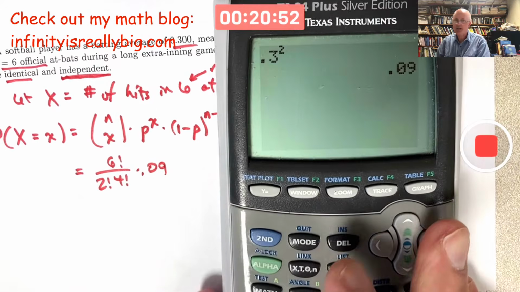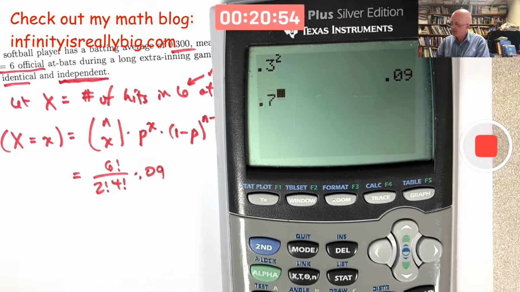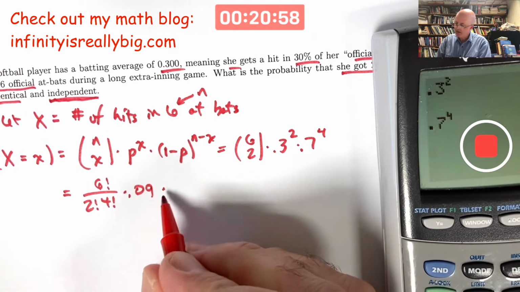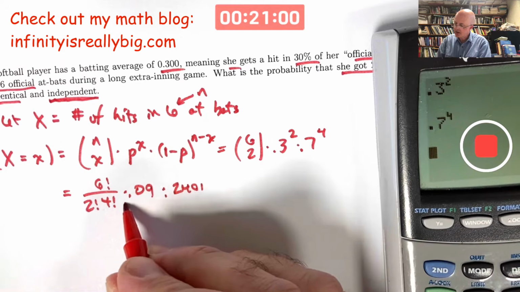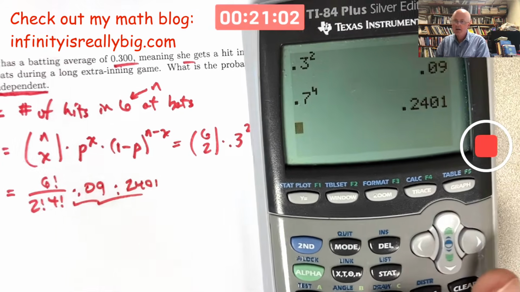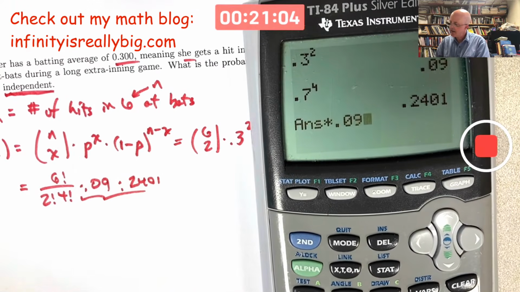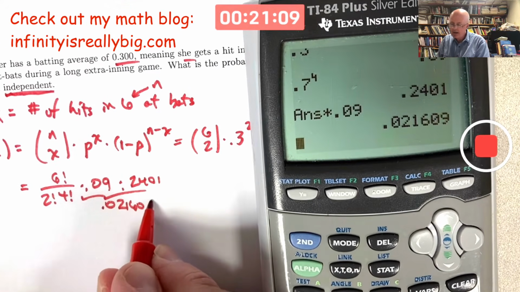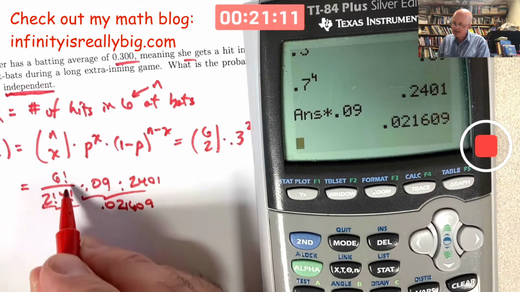0.7 to the 4th is not so easy to do in your head. 0.7 to the 4th power is 0.2401. This product right there is 0.021609. What is this? That'll be 6 factorial.